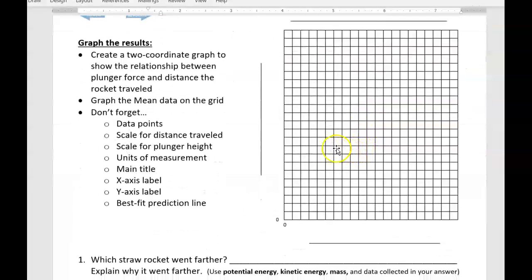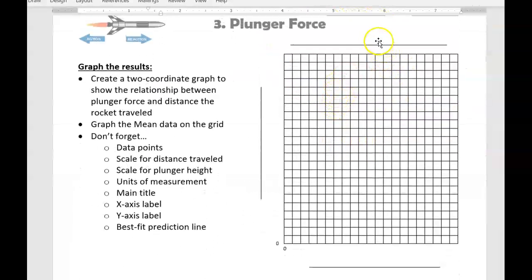Then on this particular one, the graph is a lot more empty than what it has been in the past. Make sure we have a title, we have our y-axis label, we have an x-axis label. Make sure you have an appropriate scale on both sides, and make sure that you're using as much of the graph as possible. Don't forget to put the best fit prediction line on there. It needs to be a smooth line so that you can make predictions based on other measurements.